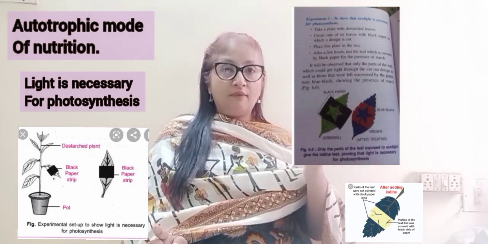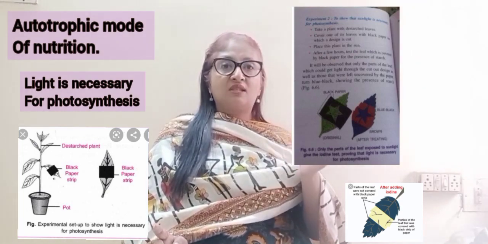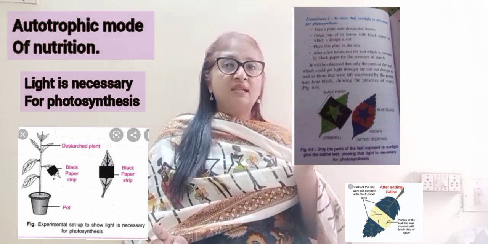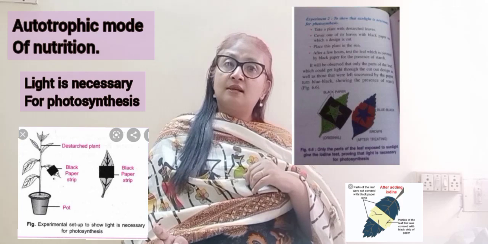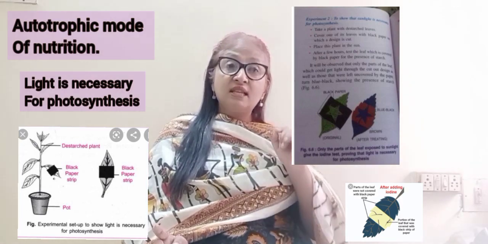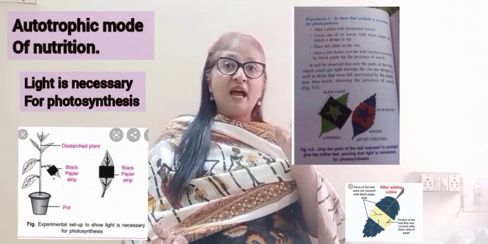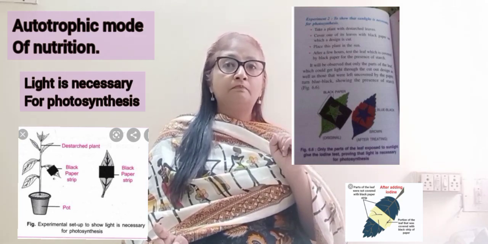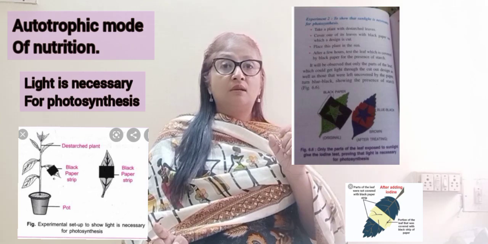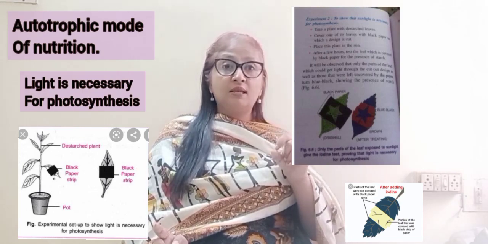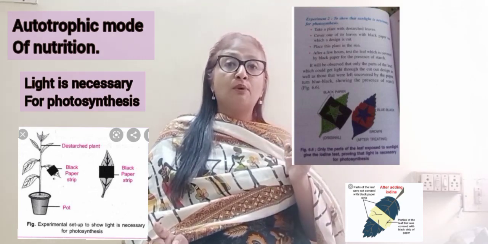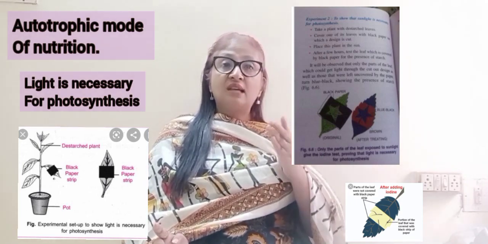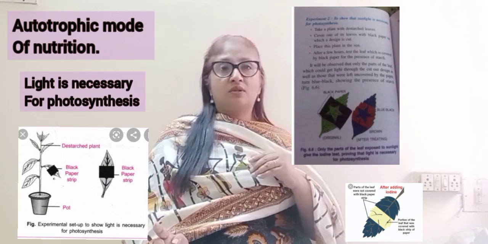This leaf we have to pluck. Remove the black strip and boil it in alcohol. Then rinse in water and perform the starch test. What shall we observe? We will see that the portion where we had placed this black strip of paper remains colorless, and the regions which were exposed become blue-black. So what does this prove? Sunlight is necessary for photosynthesis.